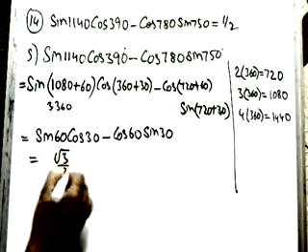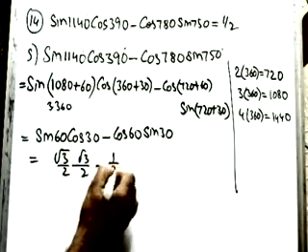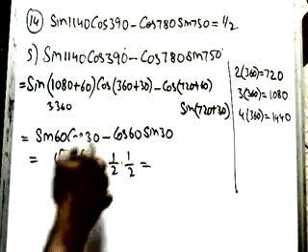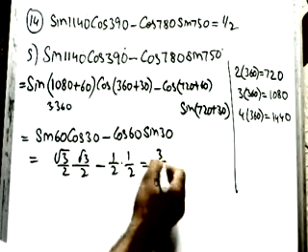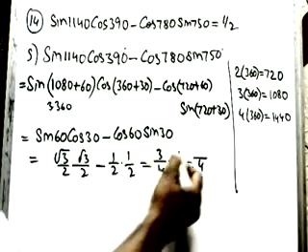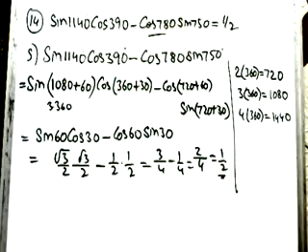Now let me substitute the values. Sine 60 is root 3 by 2, and cos 30 is also root 3 by 2. Cos 60 is 1 by 2, and sine 30 is 1 by 2. So root 3 into root 3 is 3, so 3 by 4 minus 1 by 4. If you take the LCM, 4, 3 minus 1 is 2 by 4, which is 1 by 2. So this is the answer.